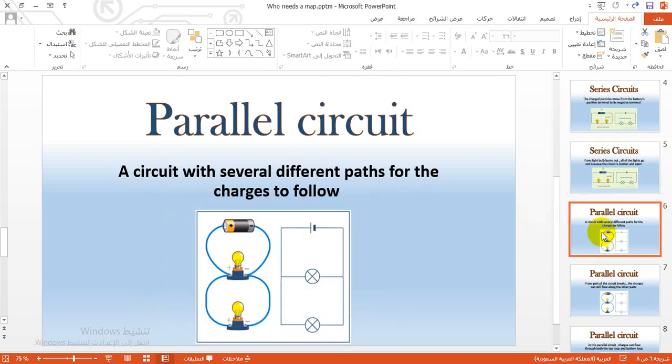But here, guys, it's different. Here the first light bulb depends only on its own path. This one is its own path, okay. But what about the second one? The second one also has its own path. See this one. So for that reason, if there is any problem in the first loop, the second loop will still work easily, okay guys. This is what we mean.